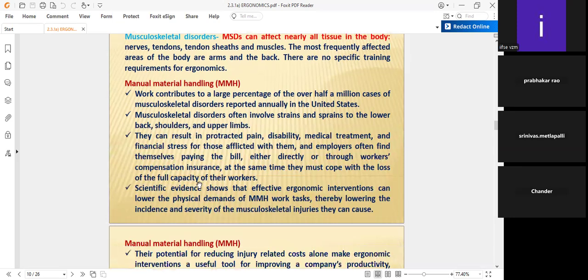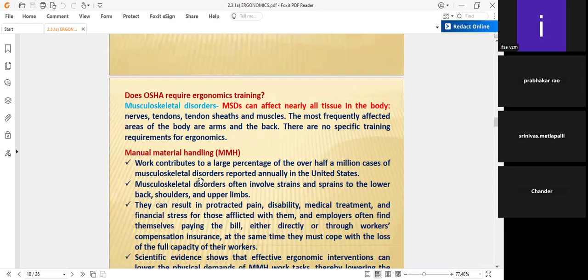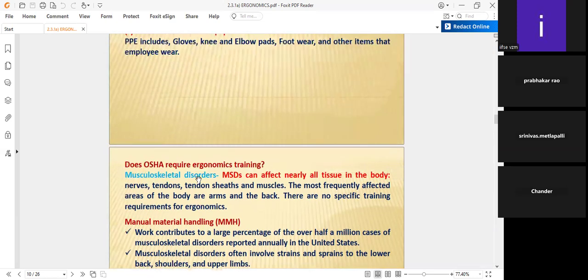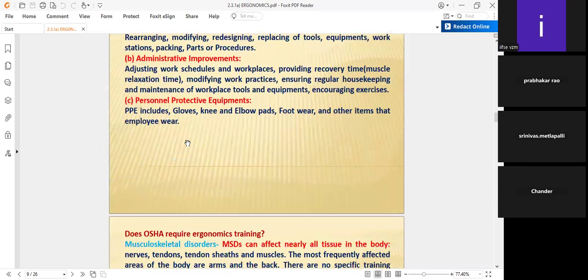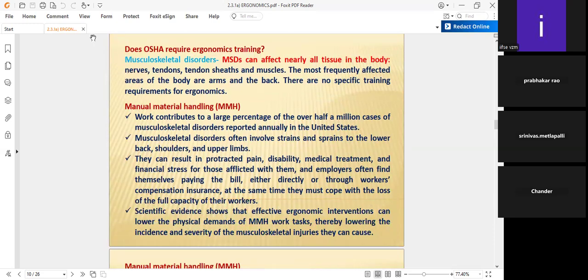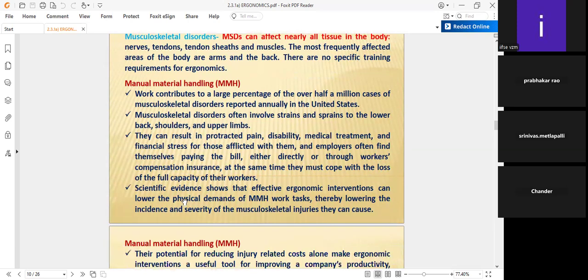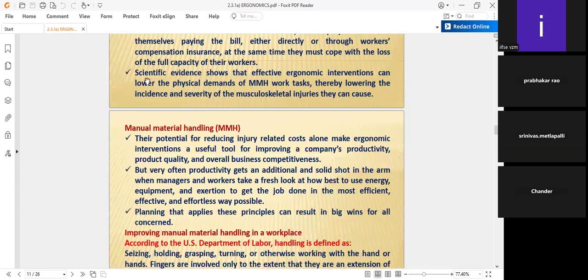That's why, though provision of the environment, the administrative control is very important. We have to see the facility of the employee and the PPE also provided, not to allow the medical bills to be more, and to provide a proper work environment and all these things. We have to see what is the capacity of their workers also. And apart from this, the scientific evidence shows that effective ergonomic interventions can lower the physical demands of the MMH, that means material manual handling work task, that is called MMH.